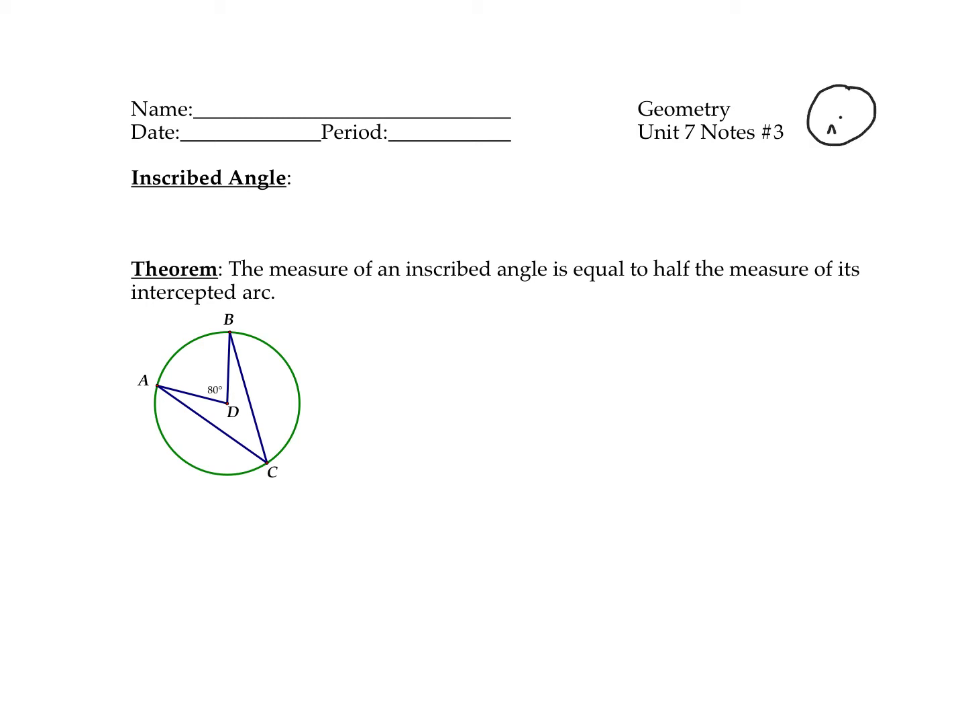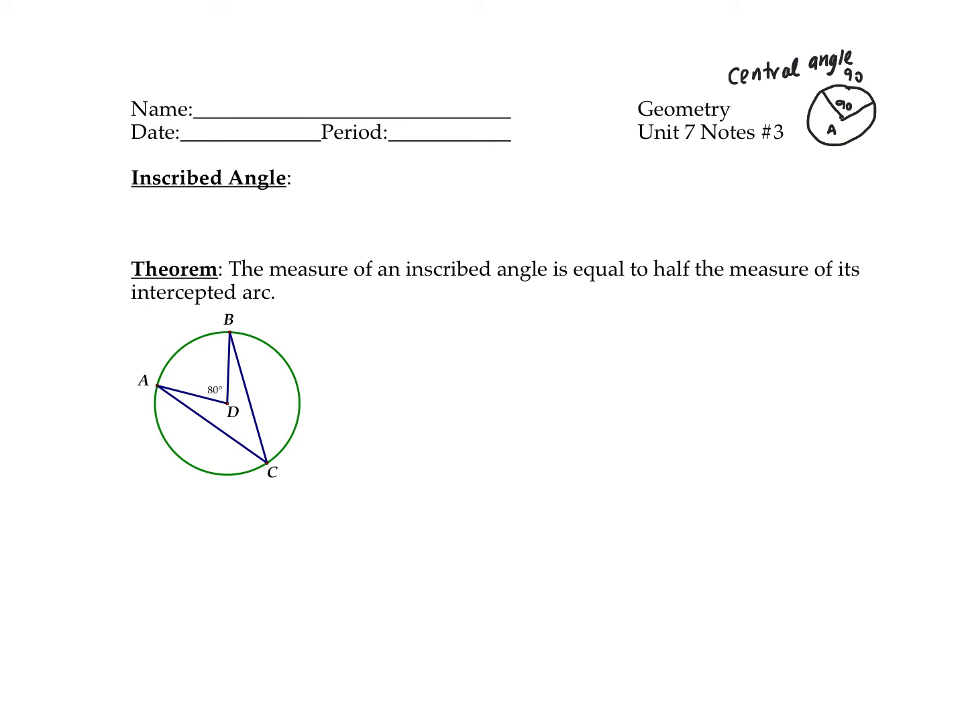If we have a circle with its center at point A and we draw in two radii, that creates something called a central angle. The measure of a central angle is equal to the measure of its intercepted arc. So central angles have a measure equal to their arcs.